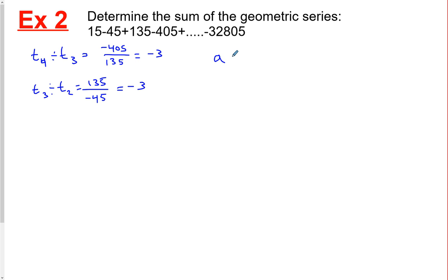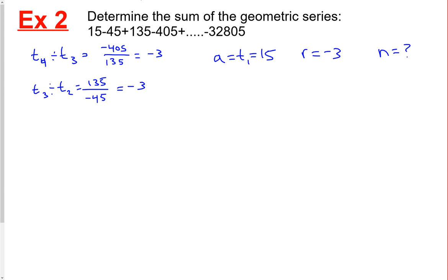We know our starting term. We could also call that term 1. It's 15. We know our, sorry, not our d, that would be our common difference. We know our common ratio is negative 3. And we don't actually know our number of terms. I'm not sure, so I'll put a big question mark there. So what term is negative 32,805? I don't know.